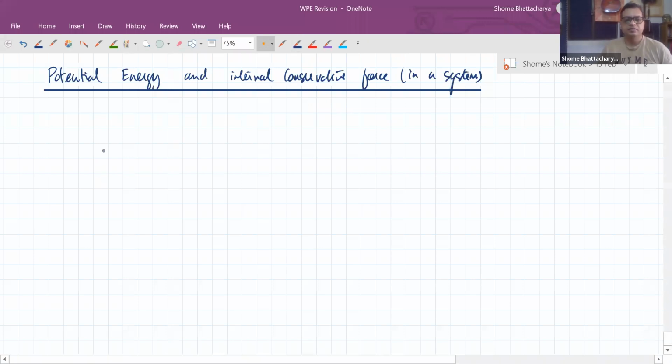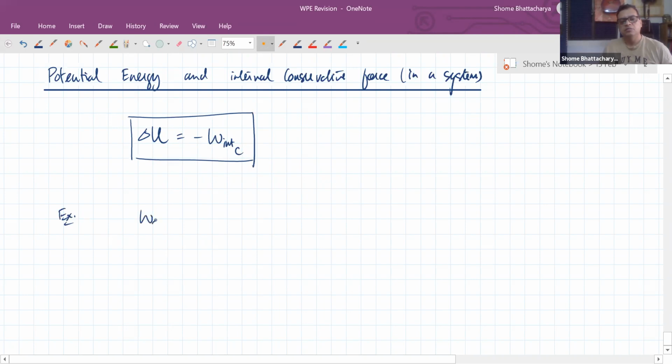So we saw that we can define the change in potential energy, which we generally denote with the symbol U, as the negative of the work done by the internal conservative force. Okay. So for example, the work done by a spring force in general we had seen was the integration of minus kx dx from initial to final. Therefore, the change in potential energy of a spring will become the negative of the work done by the spring force. So it becomes the integration of kx dx from initial to final.